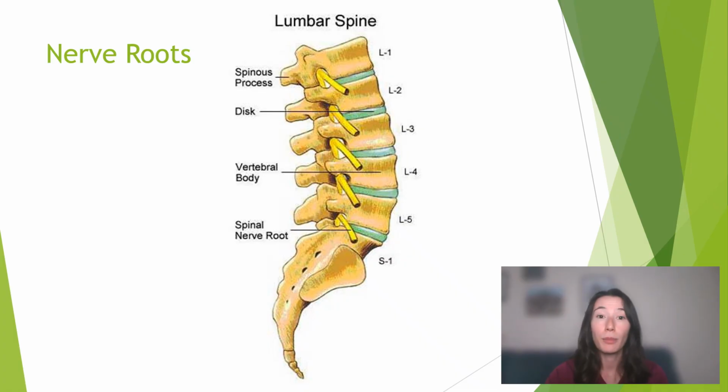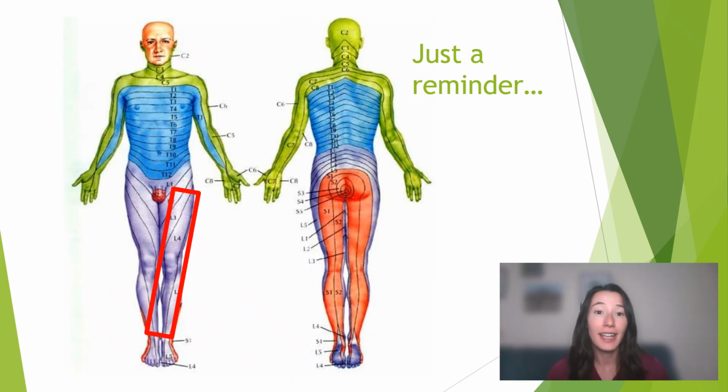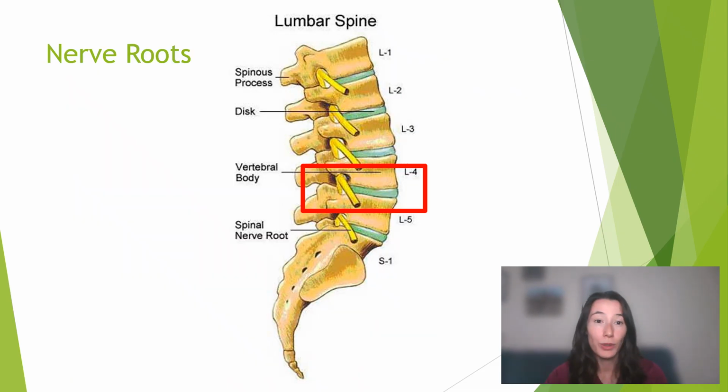This is the lumbar spine. Let's say we are talking about a patch of skin that registers sensory information from the lumbar spine, and let's say that it's L4. The L4 nerve root comes out between L4 and L5. Just a reminder, the anterior region of the thigh is the area the L4 nerve gets information from. So this nerve is coming out from the level of L4.